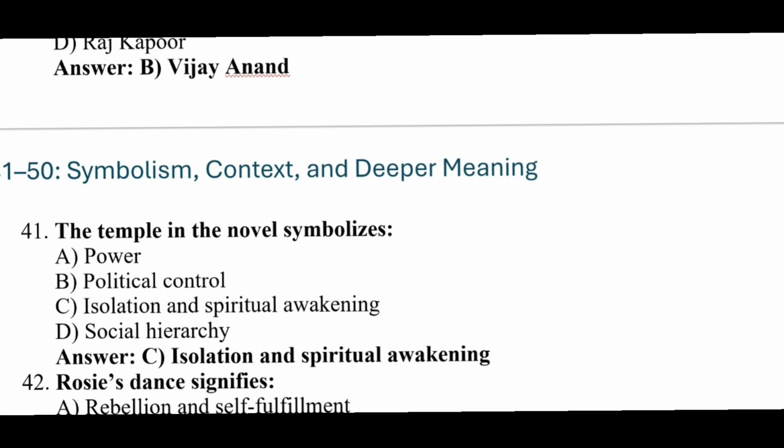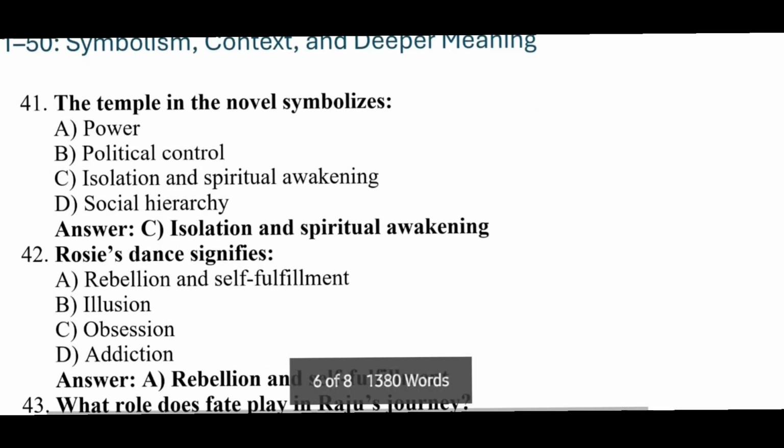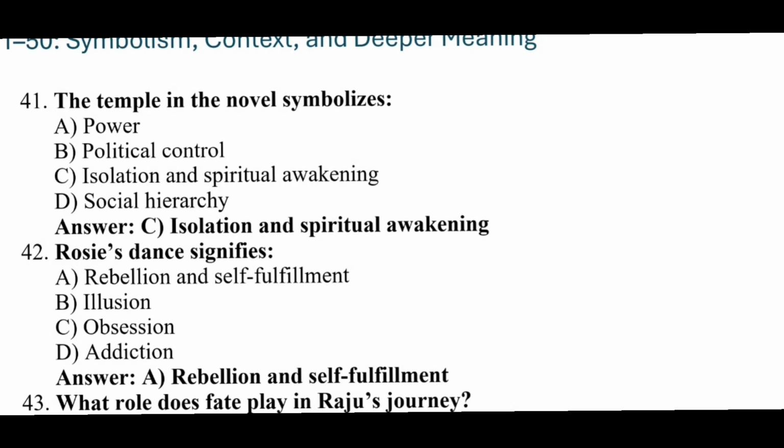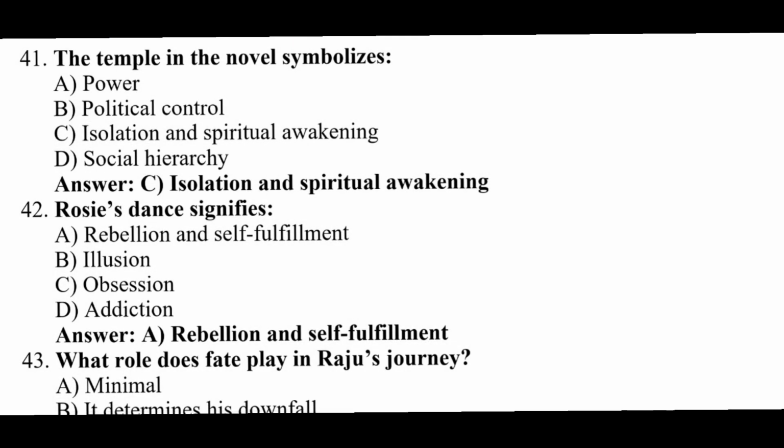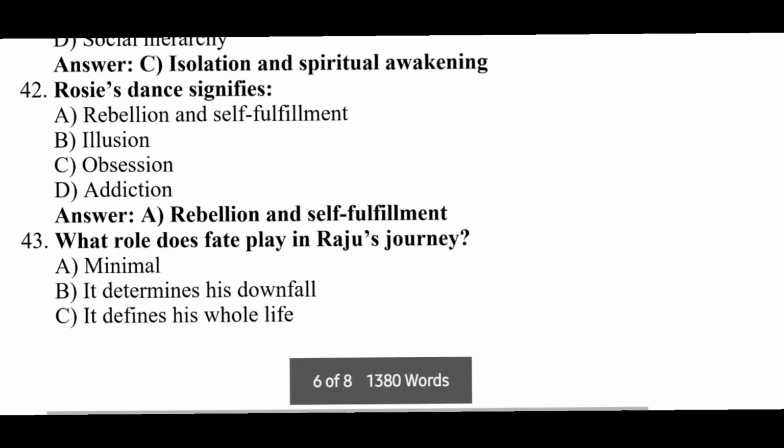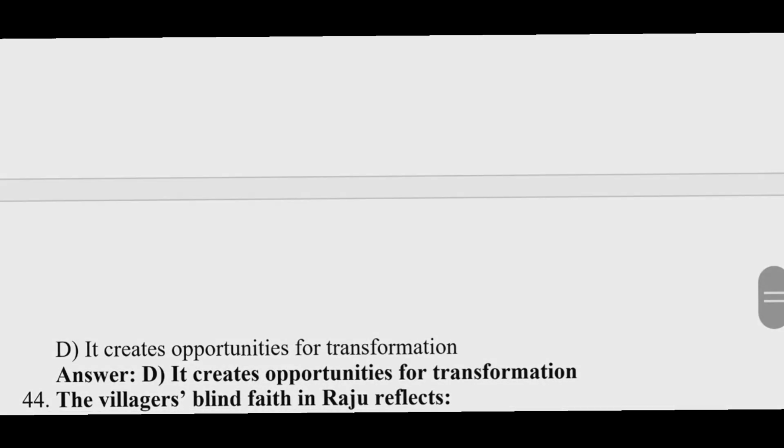Now about symbolism, context and deeper meaning. The temple in the novel symbolizes isolation and spiritual awakening. Rosie's dance signifies rebellion and self-fulfillment. What role does fate play in Raju's journey? It creates opportunities for transformation.